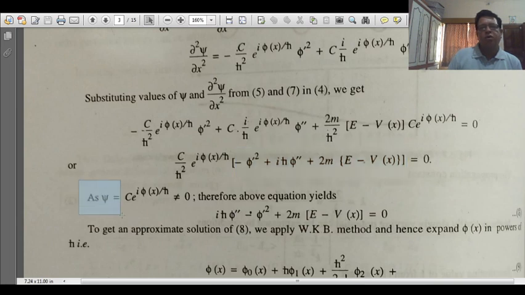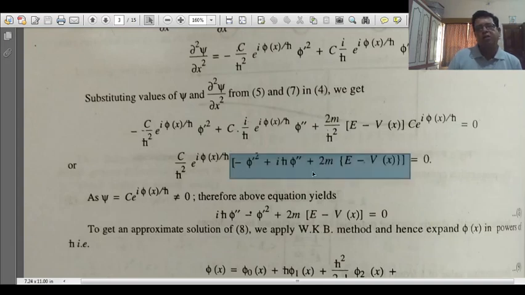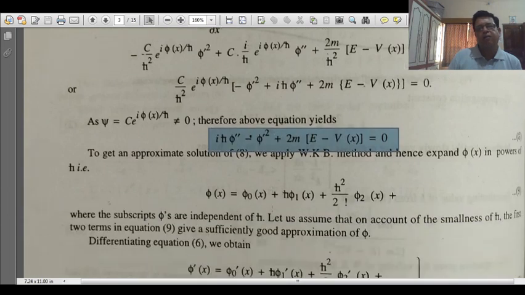Because psi is given by c e raised to i phi(x) upon h cut, it should not be equal to 0. Hence, since the product of two parts is equal to 0 and one part is not equal to 0, the other part should be equal to 0. So the equation is: i h cut phi double dash minus phi dash squared plus 2m (E minus V(x)) equal to 0.